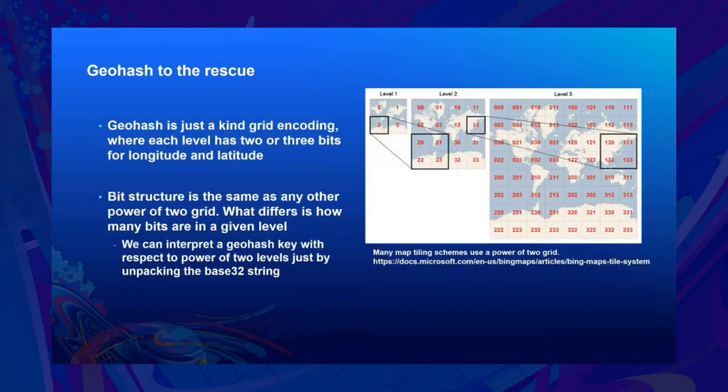If we think about this, Geohash is really just a kind of grid encoding, where each level has 2 or 3 bits for the longitude or latitude. The bit structure is the same as any other power of 2 grid. What differs here is really how many bits are in a given level. Importantly, we can interpret a Geohash key with respect to the power of 2 levels just by unpacking that base 32 string. This is a pretty important idea, and I'll go into more detail about what exactly this means and how a Geohash key is encoded a little bit later in the presentation.